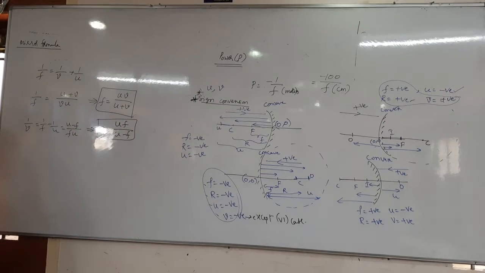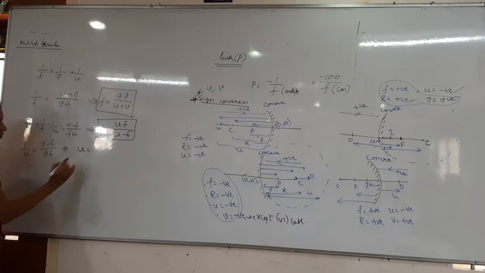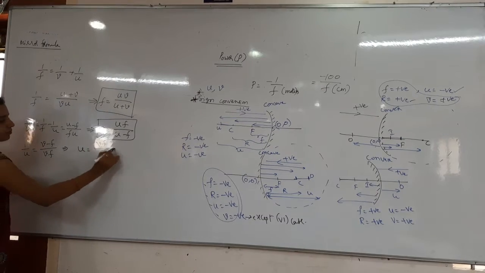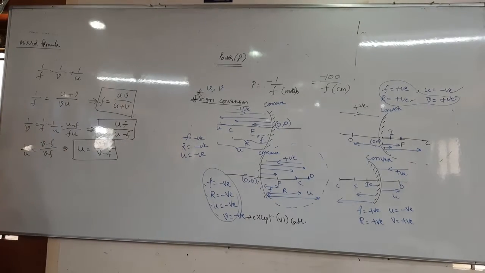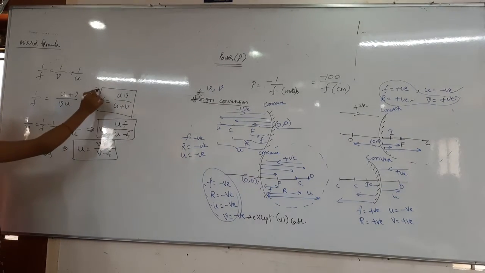Then 1 by u is equal to, similarly what I can write here? v minus f by vf only. Correct? 1 by u is equal to what I can write? 1 by f minus 1 by v. LCM is fv and then v minus f. So this is 1 by u, by the way. Then u is equal to what I can write? vf by v minus f. Always you have to use these formulas only.